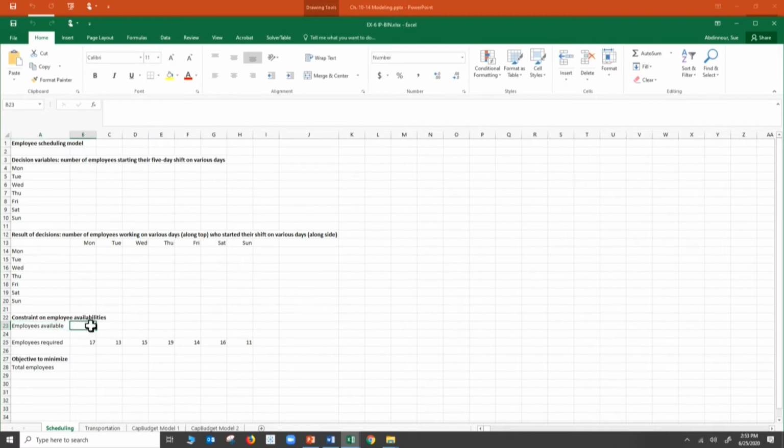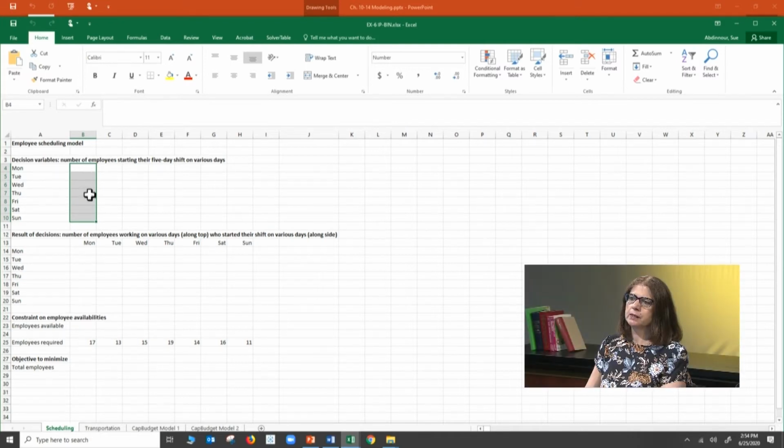So do I have on Monday all I need? I need 17 people, 13 people on Tuesday. I need different number of people each day. And so do I have what it needs? And then the total employees that I hire is going to be the total of the decision variables, because these people are starting at different days of the week. And so they're mutually exclusive. And so we sum this, and that's the total employees that we are hiring. We want, in this case, to minimize this objective function. We don't want to have more employees than we need.